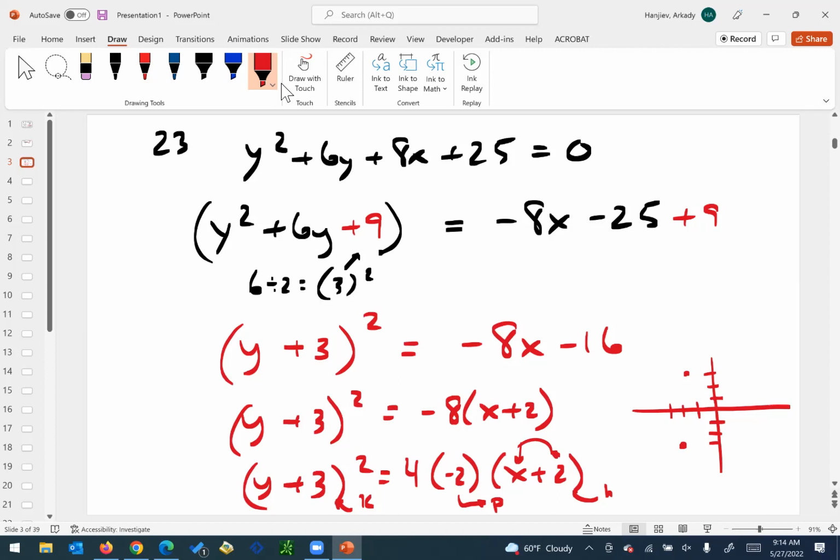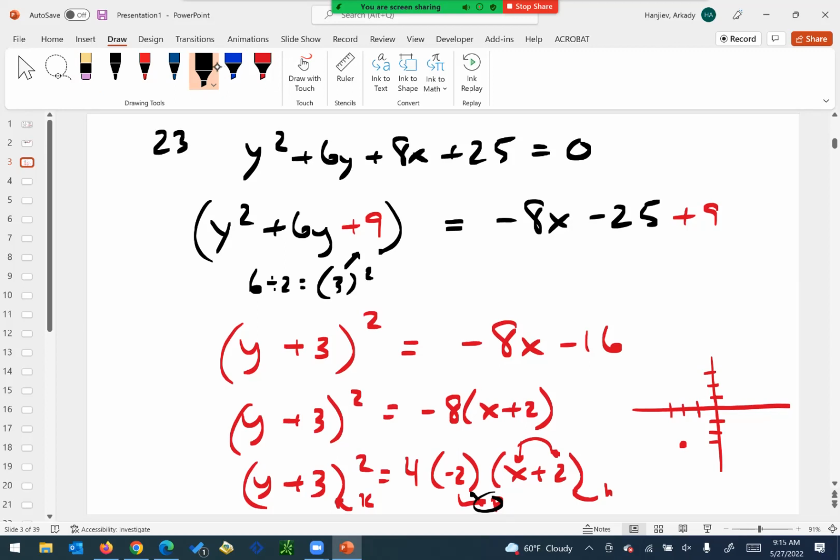So it's horizontal form, so the y is squared. And it's opening up because the p-value is a negative p-value. That means it opens up to the left. If it was positive, it would open up to the right.